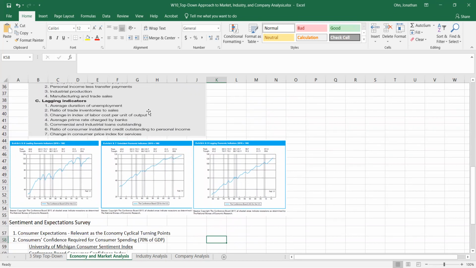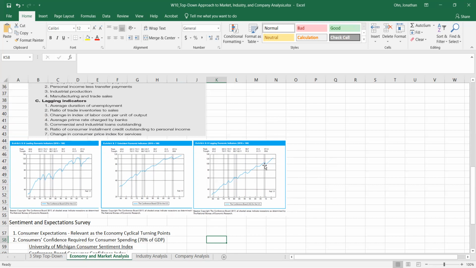And Harry, can you read the lagging? Lagging indicators. 1, average duration of unemployment. 2, ratio of trade inventories to sales. 3, change in index of labor cost per unit of output. 4, average prime rate charged by banks. 5, commercial and industrial loans outstanding. 6, ratio of consumer installment credit outstanding to personal income. 7, change in consumer price index for services. All right, so these are lagging indicators, right?